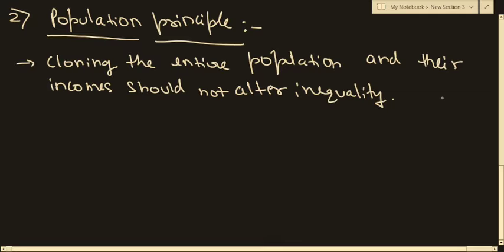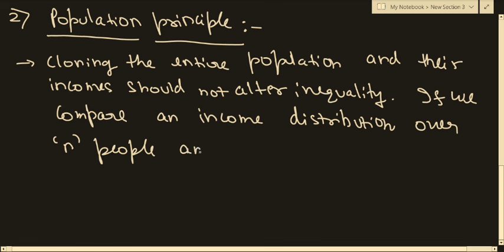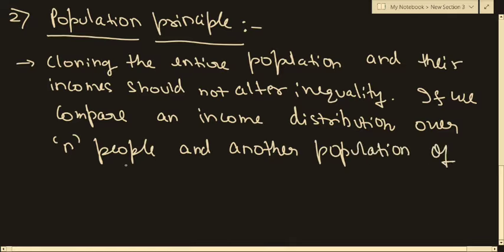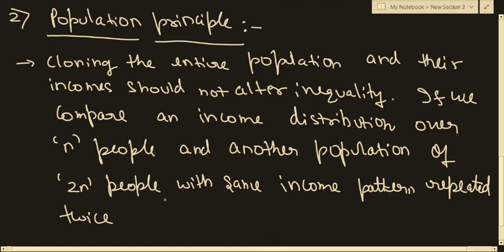If we compare an income distribution over n people with another population of 2n people with the same income pattern repeated twice, there should be no difference in inequality.